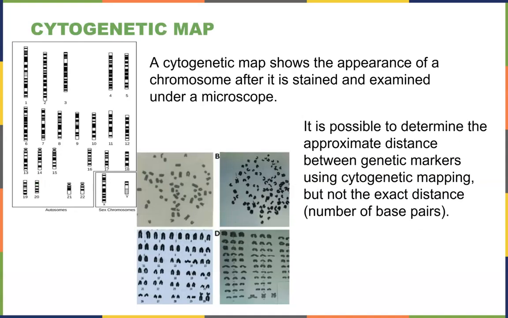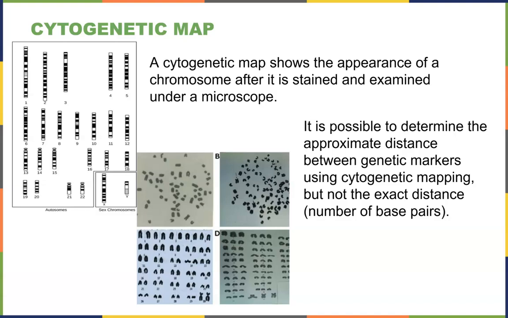So let's take a look at a couple of them. A cytogenic map is a map that shows the appearance of a chromosome after it's been stained and viewed under a microscope. This picture on the left here is just a computer generated one, and then these down here are actual pictures of those chromosomes. They're all condensed so that we can see them and easily pick them out.